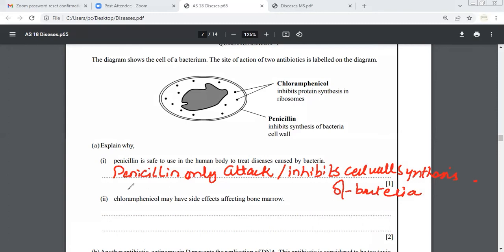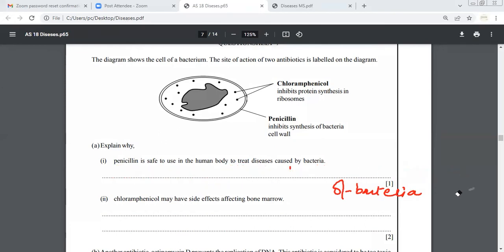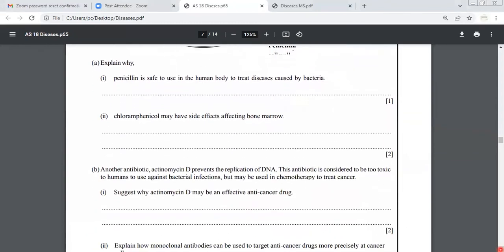Chloramphenicol may have side effects affecting the bone marrow. Why? Because chloramphenicol stops or affects the protein synthesis of the cell. That is why it also affects the protein synthesis of the stem cells of the bone marrow, and that is why it affects the normal bone marrow cells of the human body too.